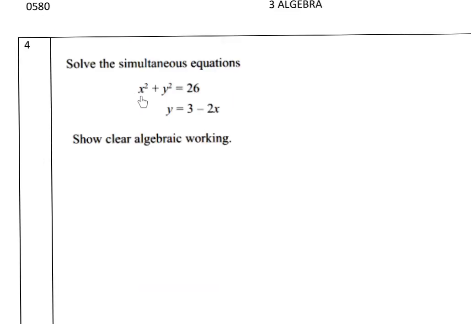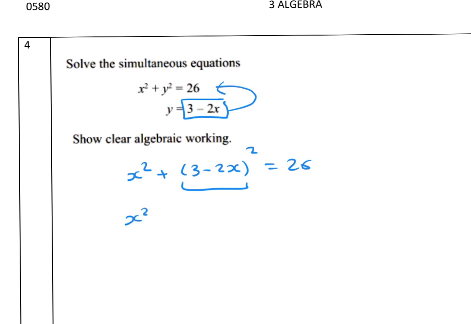Number 4, x squared plus y squared equals 26, y equals 3 minus 2x. Start with the linear equation. Get y or x. We have y equals 3 minus 2x. Substitute in the quadratic. So x squared plus (3 minus 2x) all squared equals 26. Expand. So x squared; 3 times 3, 9. Negative 2x times negative 2x, positive 4x squared. The middle term, 2 times 3, 6, 6 times 2, 12. We have negative, so negative 12x.